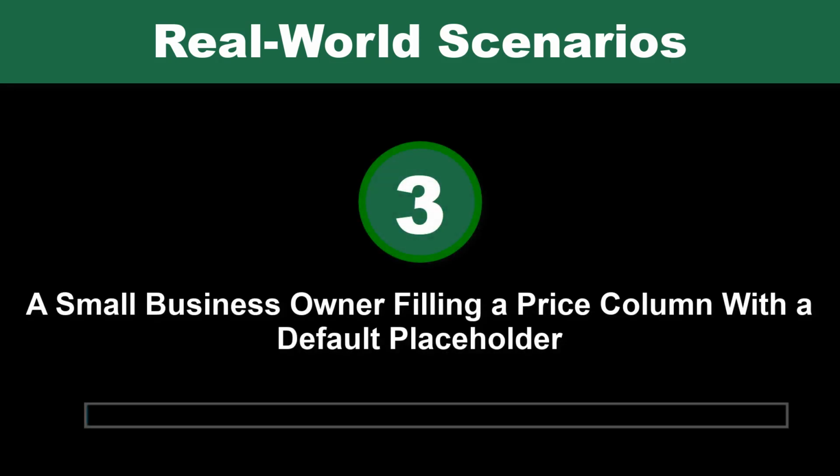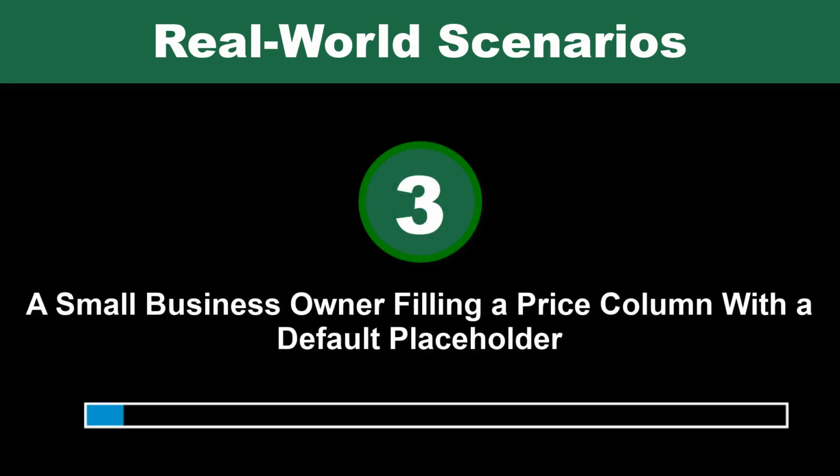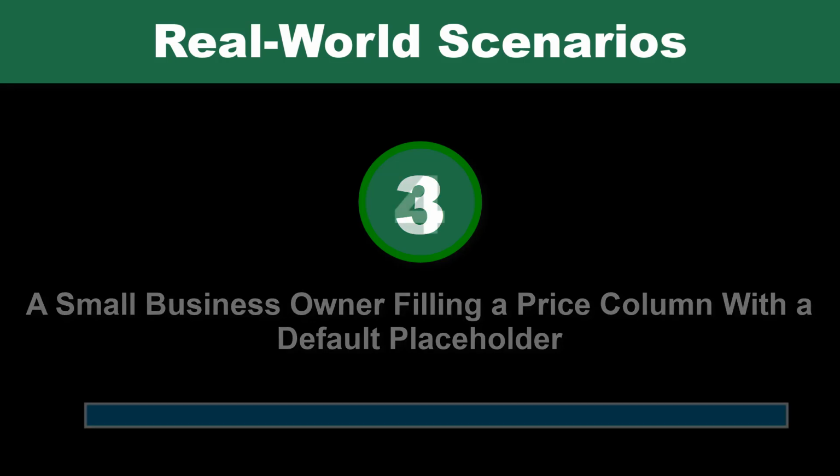A small business owner filling a price column with a default placeholder. A small business owner was uploading a product catalog to her online store. Several products had no price set yet, leaving blank cells in the price column. The upload system required a value in every cell. Blanks caused the import to fail. Fill blanks with a specific value set to 0 filled every blank price cell with a placeholder in one click. The import ran successfully, and she updated the real prices afterward.